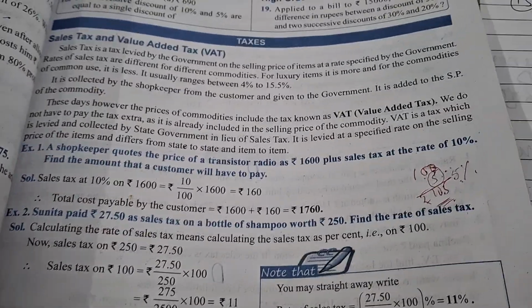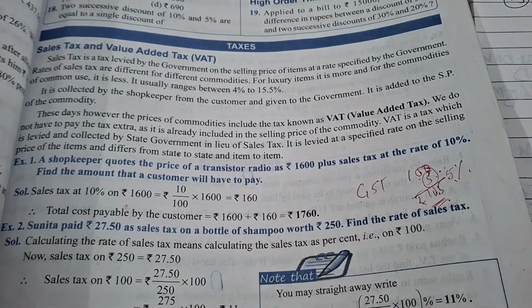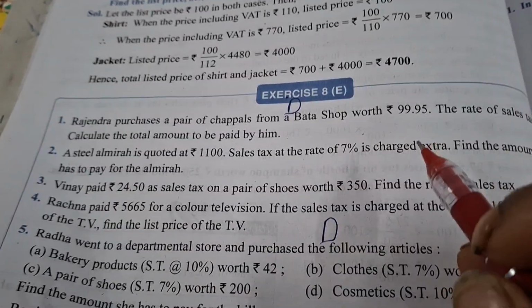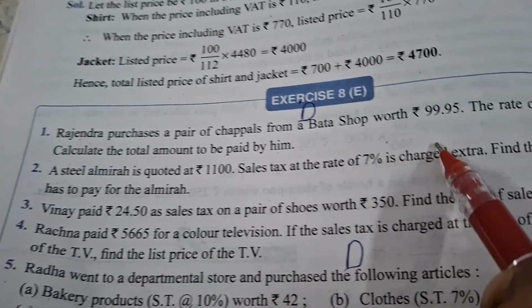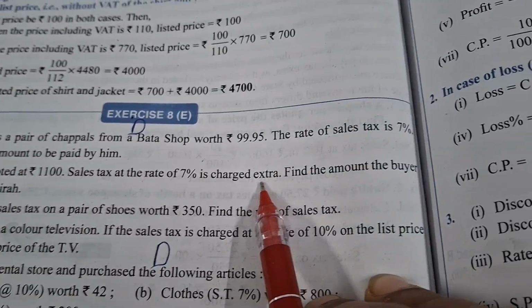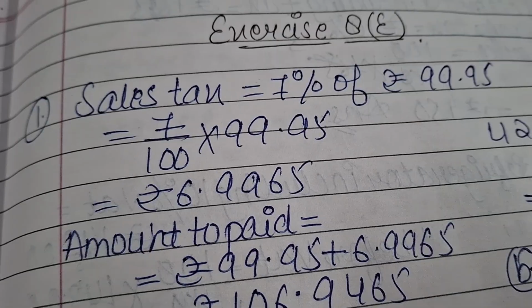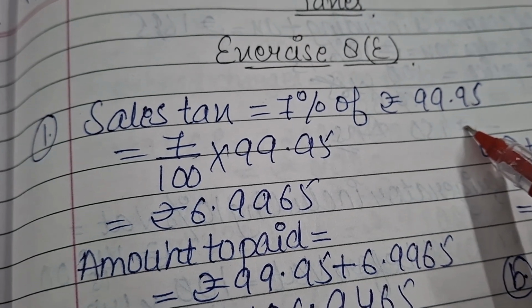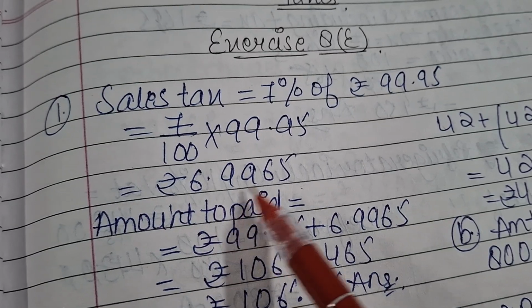So come to the exercise. Nowadays GST is to be added. So now exercise 8E. Rajendra purchased a pair of chappals from a shoe shop worth rupees 99.95. The rate of sales tax is 7%. Calculate the total amount. See, sales tax is 7% of rupees 99.95. Calculate it. It is 6.9965.